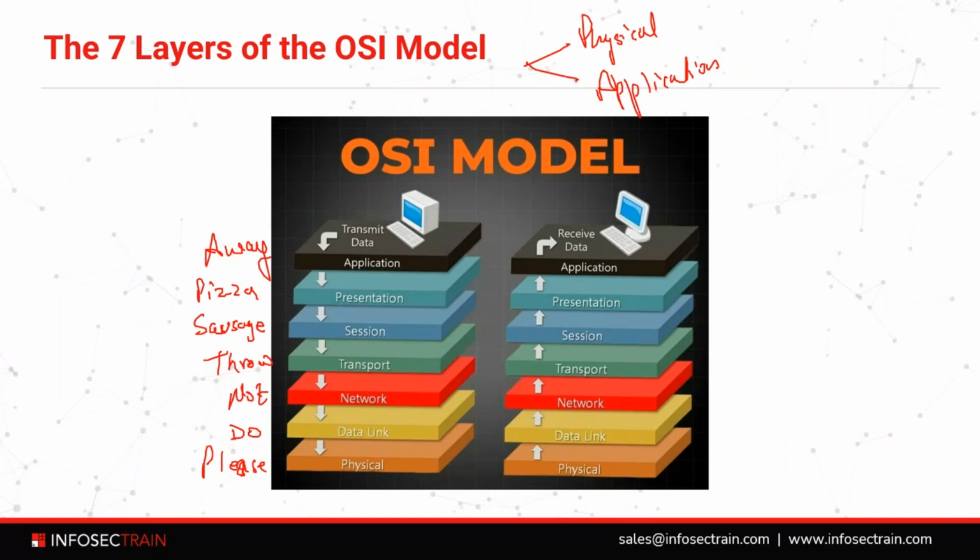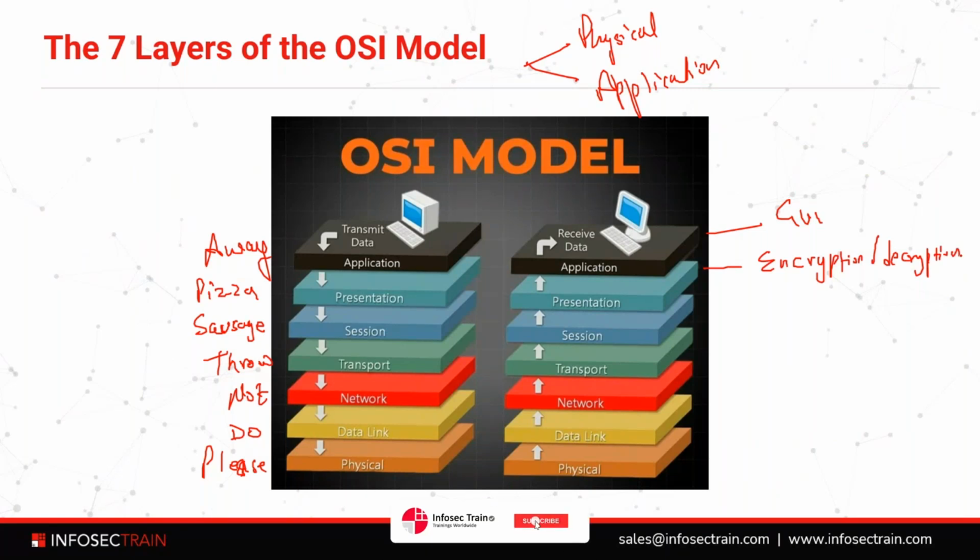Now, every layer in these 7 layers has their own working. Like application layer is GUI. Whatever the user is able to see, that is application layer. Then we have presentation layer. Presentation layer does the encryption and decryption of data, right? What is encryption? Encryption means changing the data into a format which is not readable. Apart from encryption, it does the compression of the data so that the data uses less bandwidth, and it also converts the data into a format so that other layers can understand.